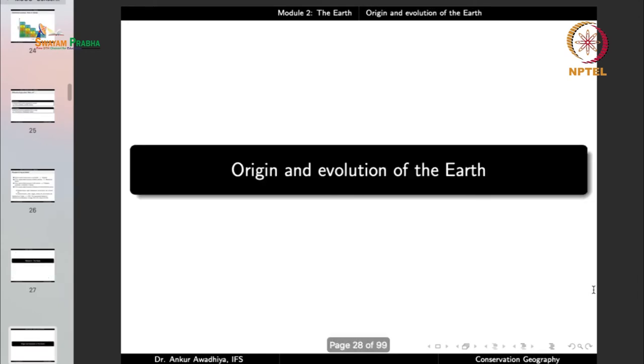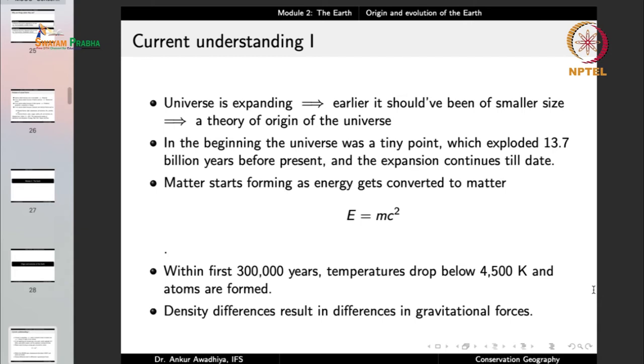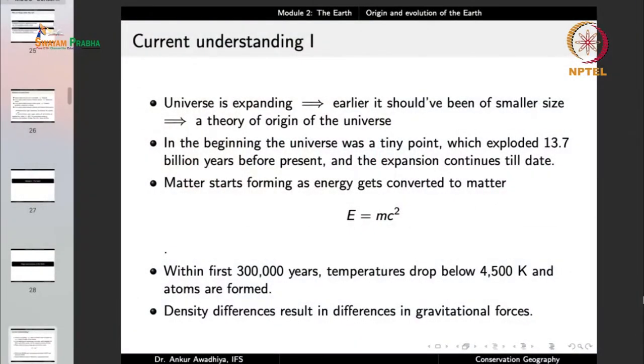Now, in the second module, we looked at the Earth. And the first lecture here was the origin and evolution of the Earth. In this case, we saw that our current understanding is that the universe is expanding, which means that earlier it should have been of a smaller size, which hints to a theory of origin of the universe. So we saw that the observations of Hubble and others told us that the universe is expanding. Now, if the universe is expanding today, then at some point of time, it should have been of a smaller size. If you go back even further, it should have been of an even smaller size. And so there should be a point where all of the matter and energy in the universe can be concentrated to just one point. And that points to the origin of the universe.